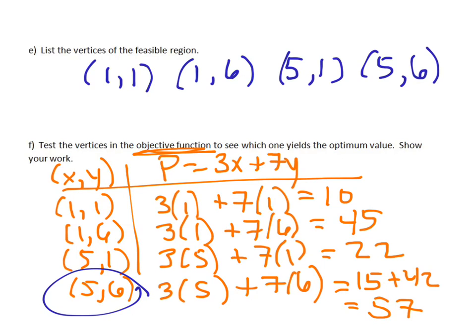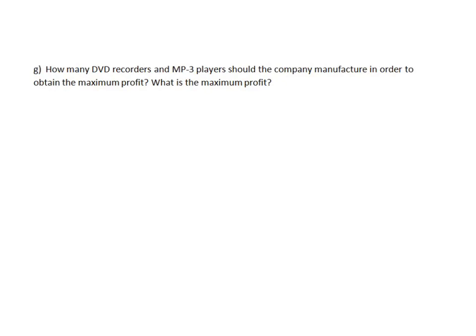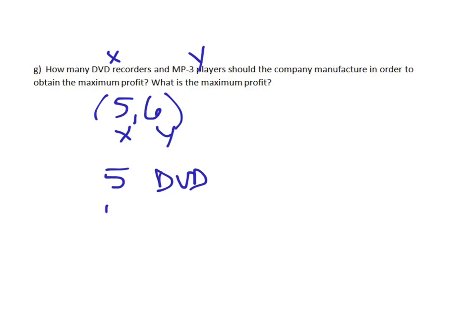And then finally we can interpret what this actually means in the context of the problem. So 5, 6, right, that's an X and a Y, and we said that X was DVD recorders and Y was MP3 players. So this means in order to obtain the maximum profit, this manufacturer should produce 5 DVD recorders and 6 MP3 players. Right? And when that happens, the maximum profit will be $57.